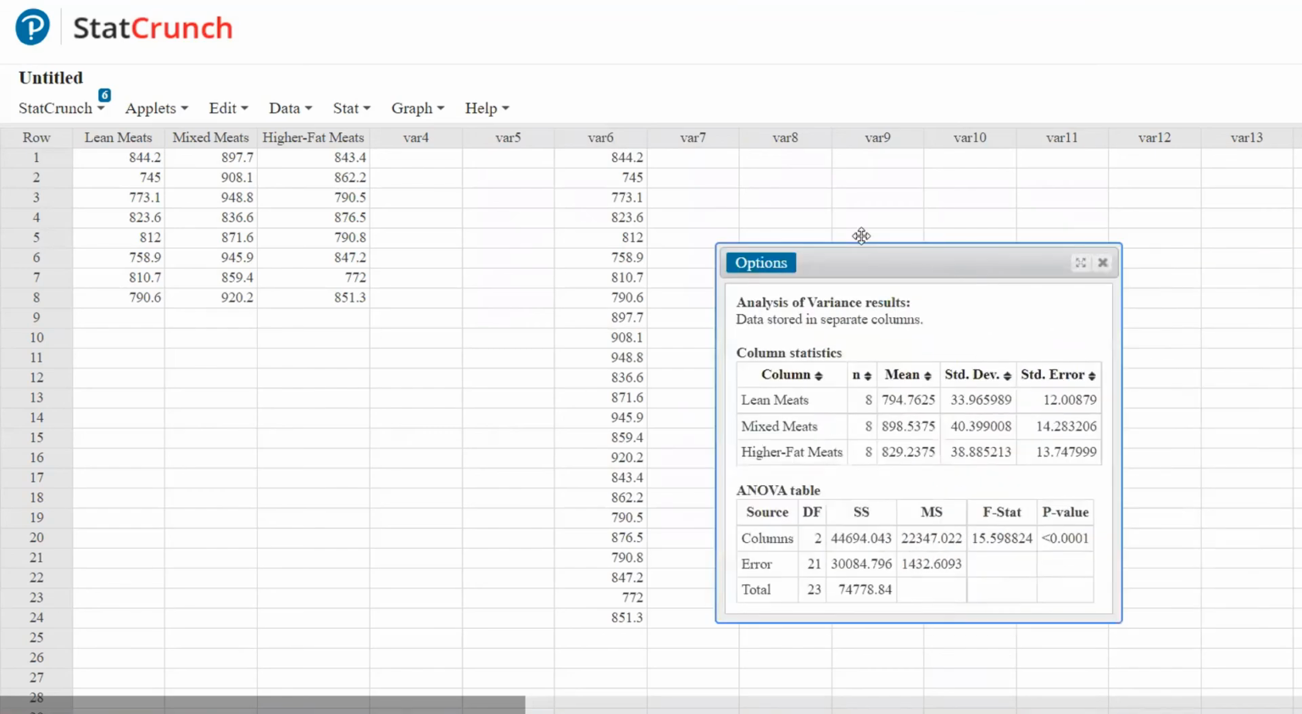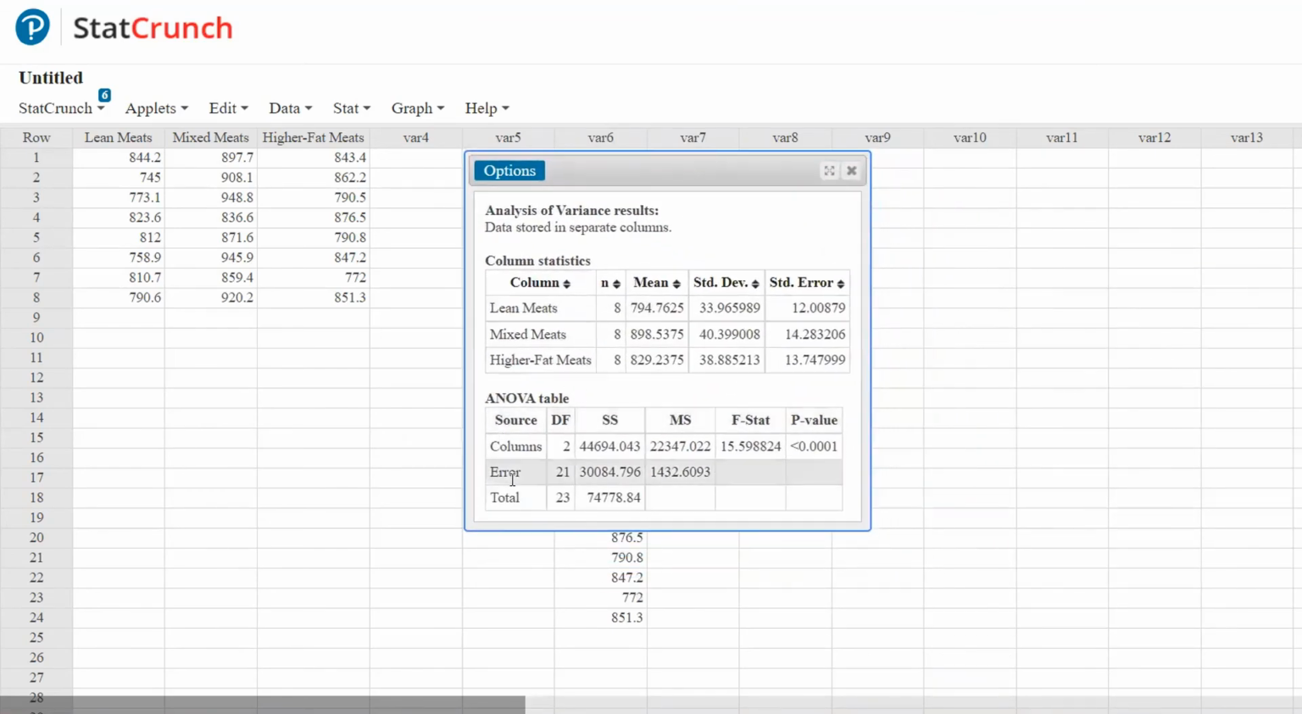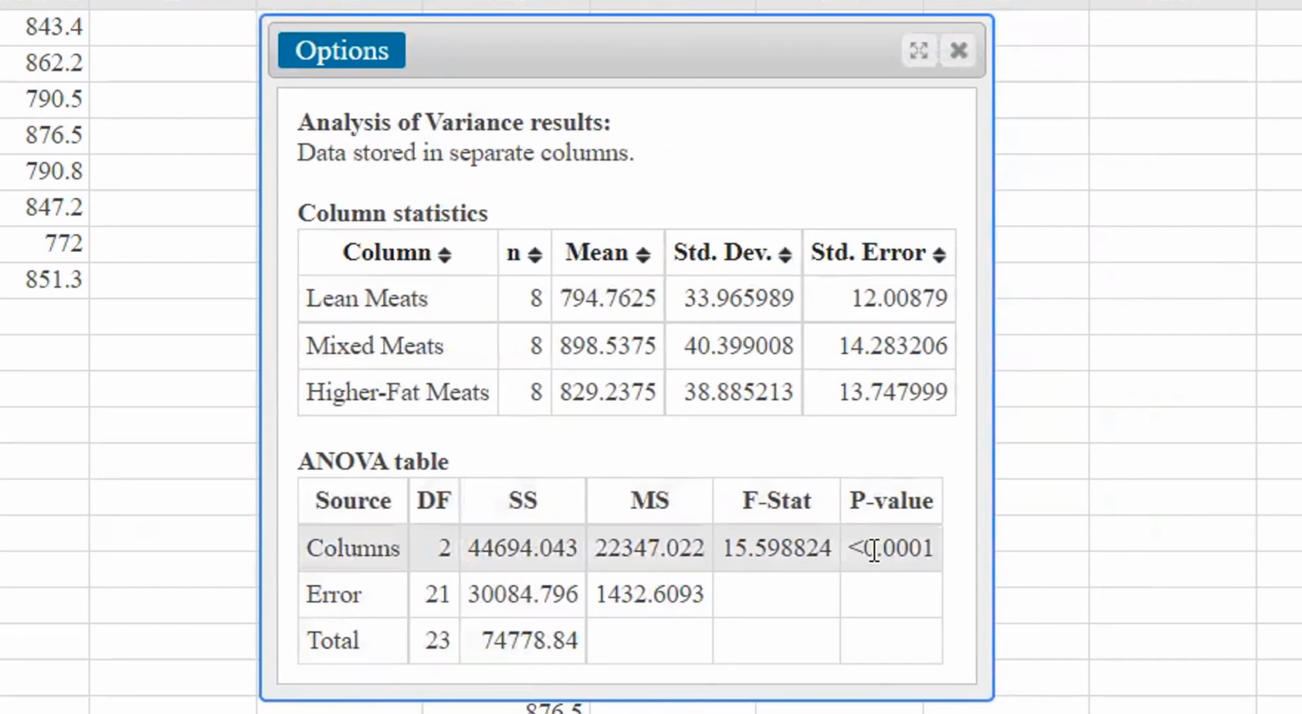If I say compute, what I get here is an ANOVA table. I get lots of information, like all the individual information for the 3 groups. The sample size, for example, for lean meats is 8. The mean is 794.7625. The standard deviation, 33.9659, and so on. So it gives me all the individual statistics, but what I really want for the ANOVA test is right here. For the columns, now StatCrunch calls it columns, but this is the treatment. So the first row is the treatment.